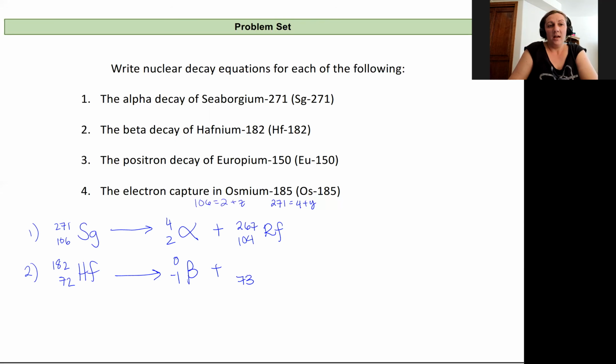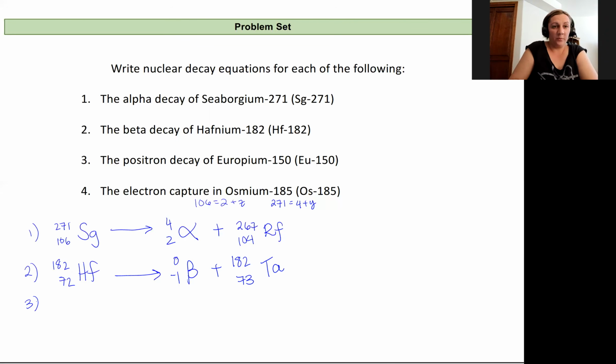And my mass number isn't changing at all because the mass of the beta particle is 0 or rounded to 0. And so 73 is going to correspond to tantalum. I am challenging my ability to actually pronounce our elements, so that's fun. And that's an example of beta decay.